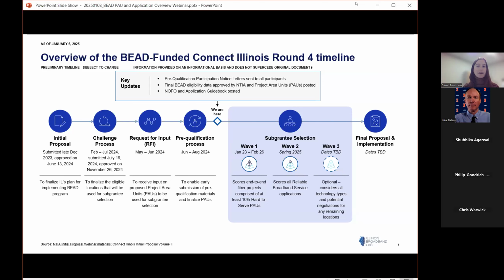We also now have our final eligibility data approved by NTIA. It was posted online in CSV format, I think in late November, early December. And then most recently, our project area units were finalized, which are the groupings of eligible locations that applicants can use to build their applications. And now, in addition to our notice of funding opportunity, or NOFO, we now have the application guide posted. So the full scale of the application is now available online, with the exception of the actual forms that you will use for submission, which will be available on January 23rd.